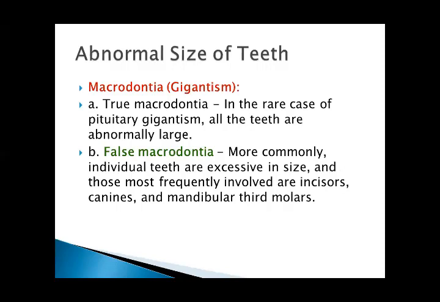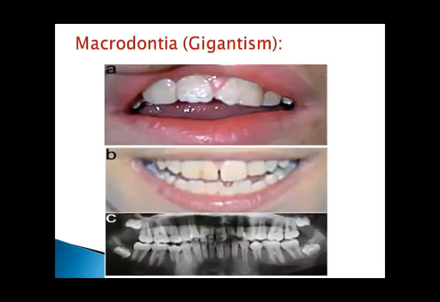Macrodontia. In the rare case of pituitary gigantism, all the teeth are abnormally large, called true macrodontia. Macro means large. Dontia means teeth. False macrodontia: more commonly, individual teeth are excessive in size, and those most frequently involved are incisors, canines, and mandibular third molars. Macrodontia: dental incisors in large size.